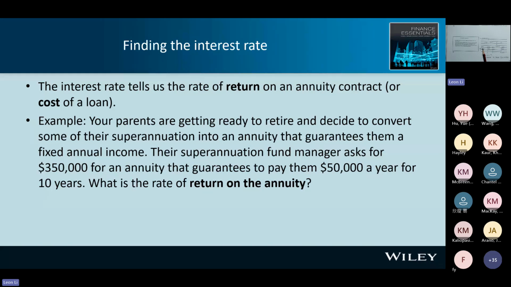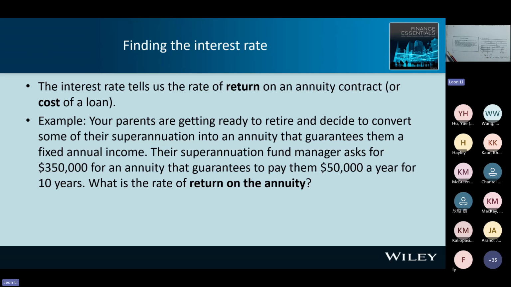So your parents need to deposit $350,000 today. Then the fund manager will pay them 50,000 every year for 10 years. So 50,000 is the payment for every year, right? 50,000 to year 10. Then our question is, what is the return on the annuity? That is the I variable.